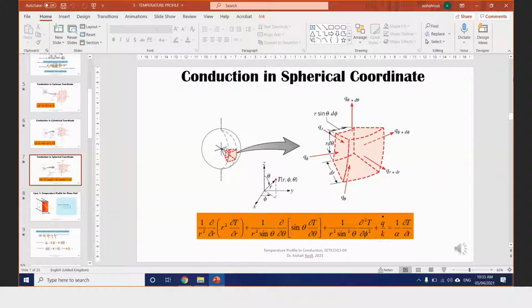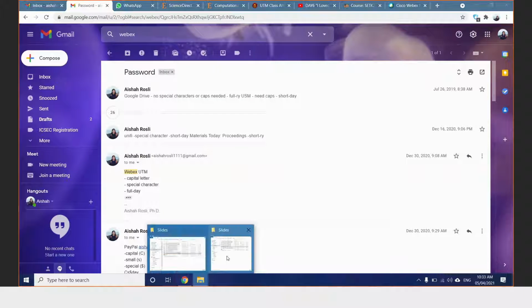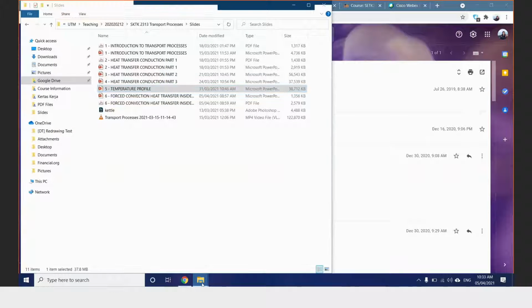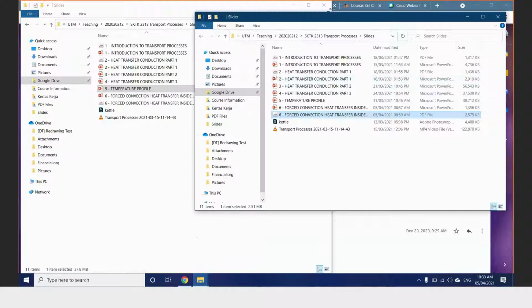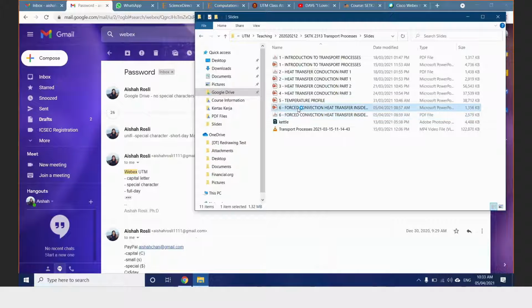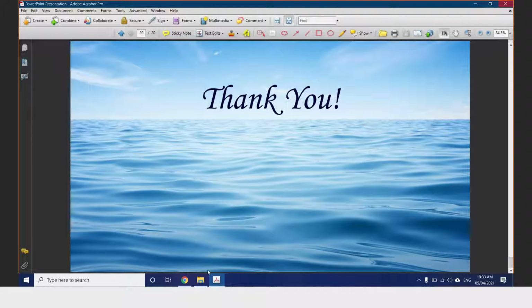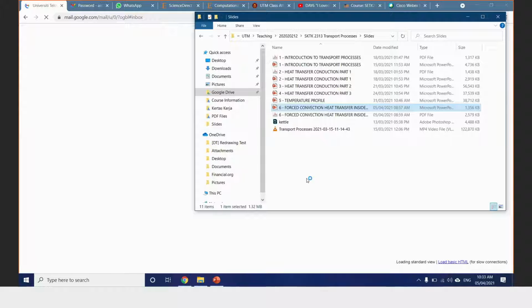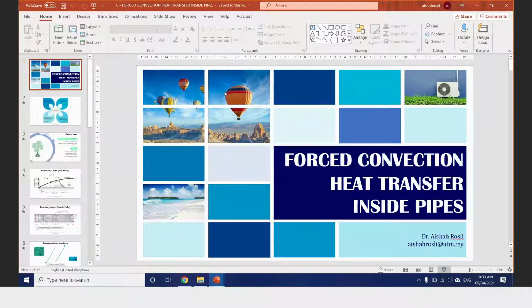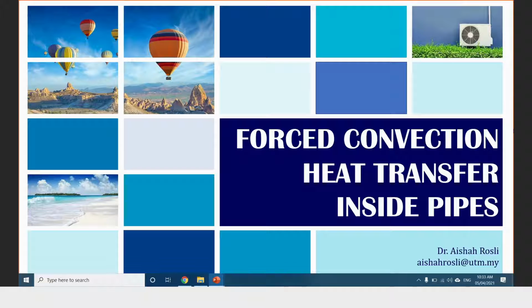Okay, so for now, we'll just continue with our next lecture. What's the difference between this and this? Okay. So today we'll talk about convection, but we'll focus a little more on the forced convection inside the pipes.